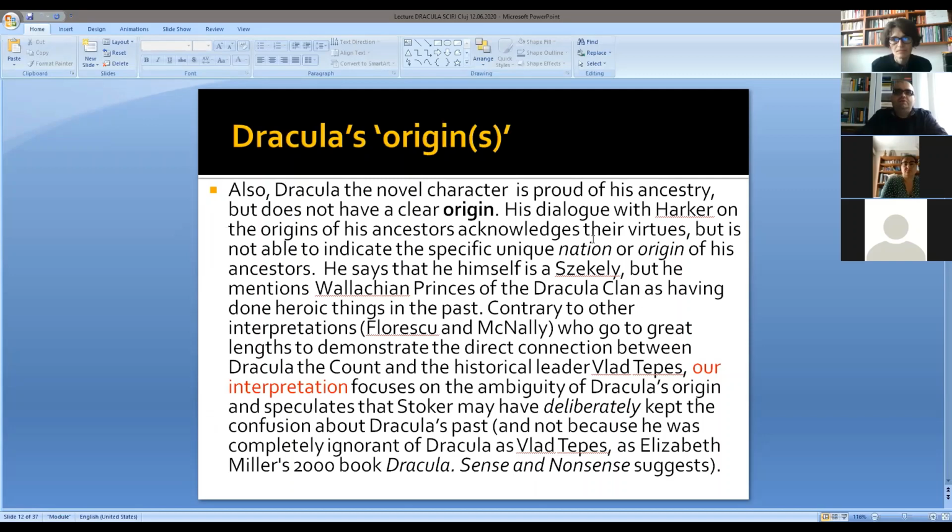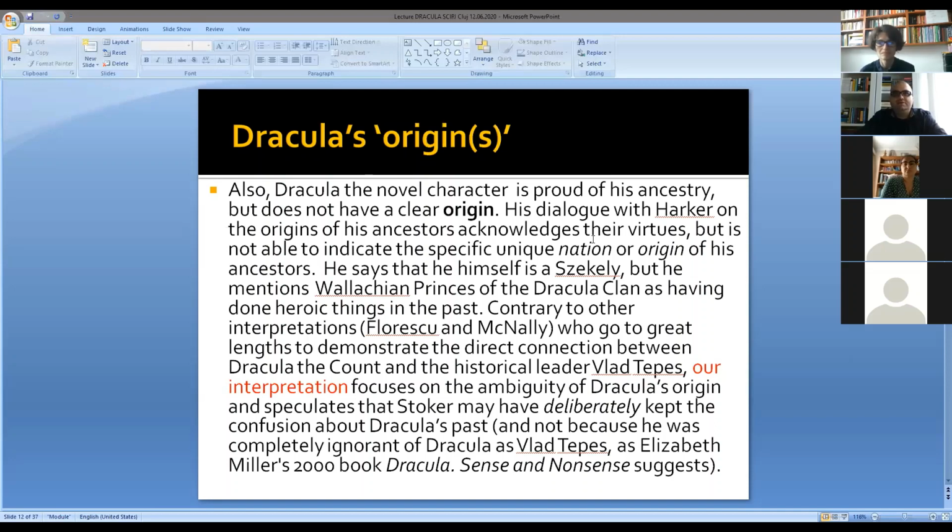About the origins of Dracula, this is one of the most interesting things about Dracula, which one can find out from the novel itself and from the reading of some passages in the novel. Dracula, as a novel character, is proud of his ancestry right from the start, right from the first chapters when he enters into dialogue with Harker, but does not have a clear origin. His dialogue with Harker on the origin of his ancestors acknowledges the virtues of his ancestors because he's a dead historical aristocrat, but is not able to indicate the specific unique nation or origin of his ancestors.